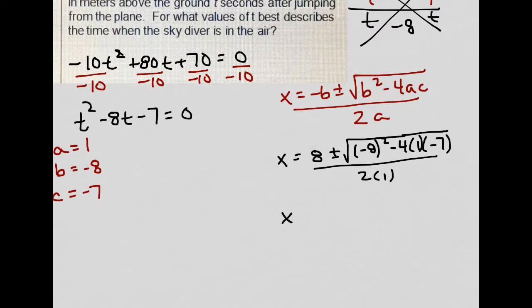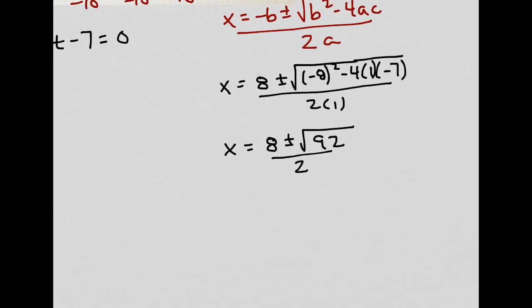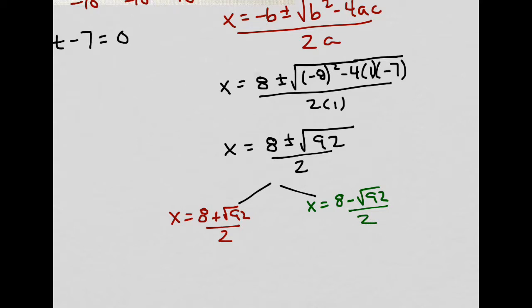So when I deal with the stuff underneath the radical, I'm going to get 8 plus or minus the square root of 92 over 2. Then I have to look at my two possible cases. Either x equals 8 plus the square root of 92 over 2, or x equals 8 minus the square root of 92 over 2. So I'm going to put both of those in my calculator. When I do the one on the left, I end up with x equals 8.8 seconds.